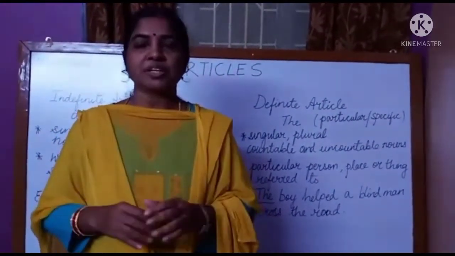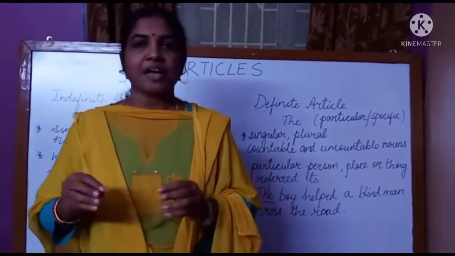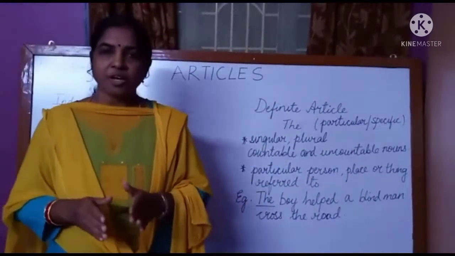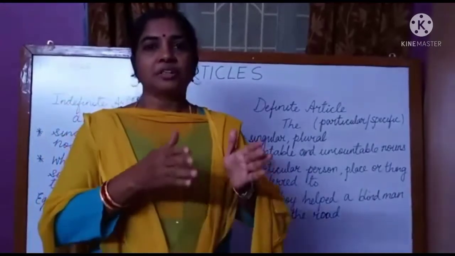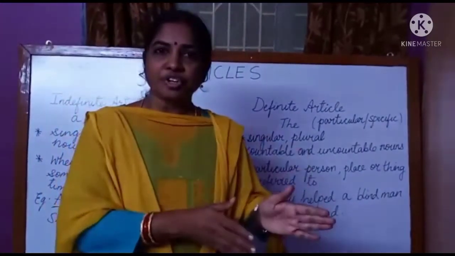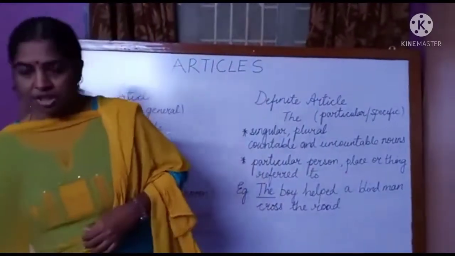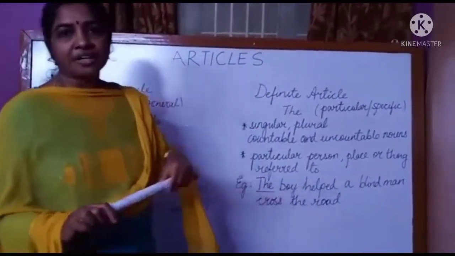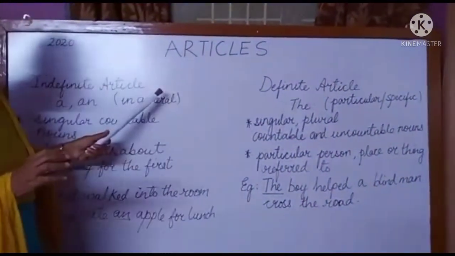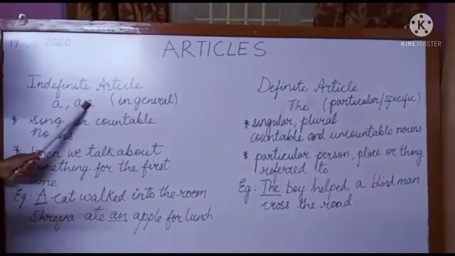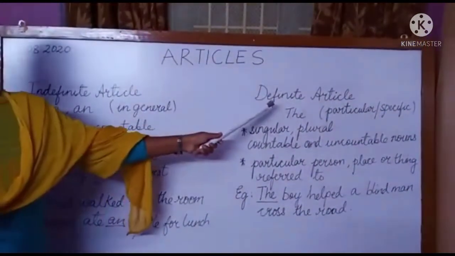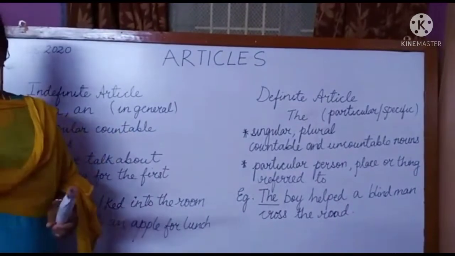So, what is an article? An article is a word which tells whether the noun is general or specific. Now, based on it, the articles are divided into two types or two kinds. The indefinite article and the definite article.